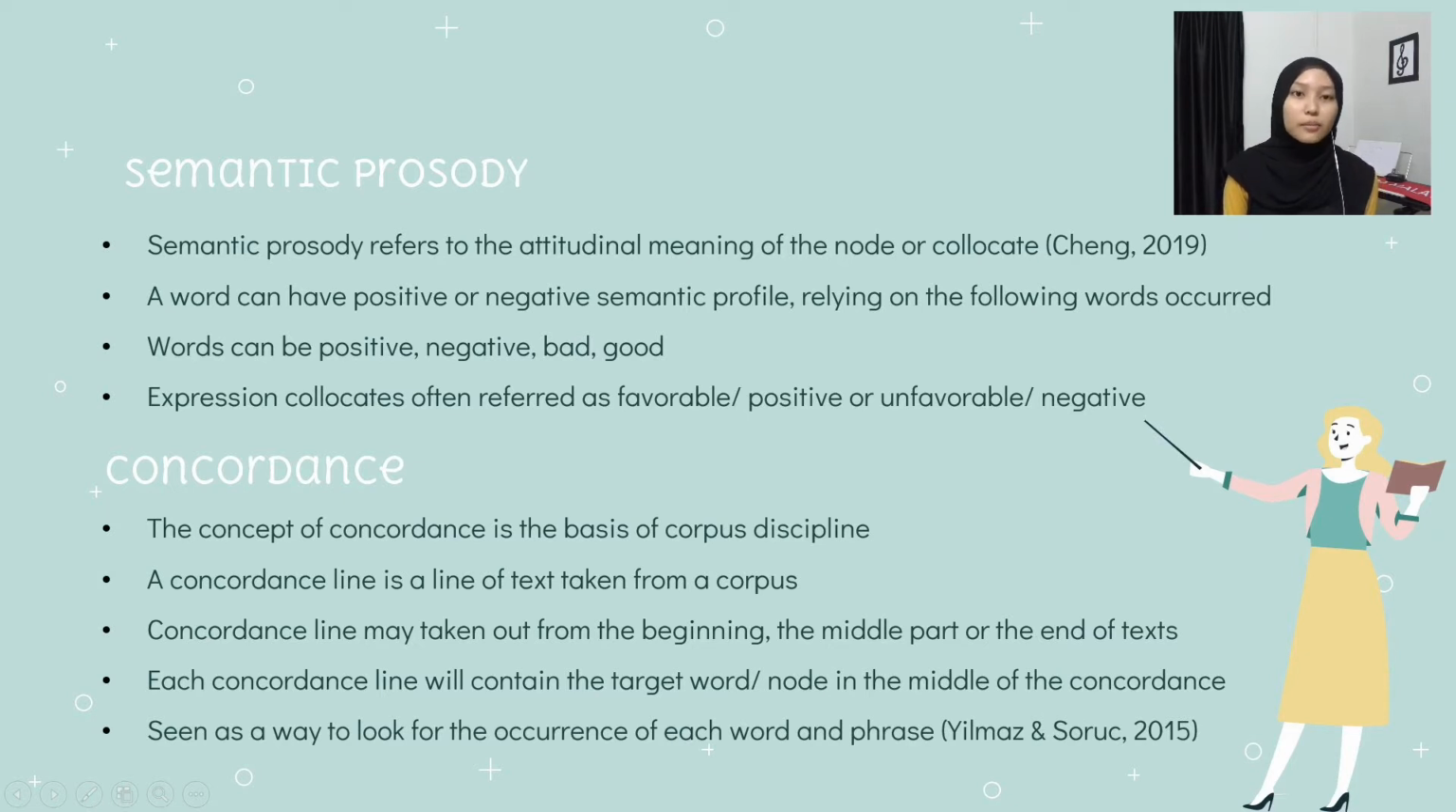Next, we have to understand concordance, as the concept of concordance is the basis of the corpus discipline. A concordance line is a line of text taken from a corpus, and the line may be taken from the beginning, the middle, or the end of a text. Each concordance line will contain the target word or node in the middle. Yilmaz and Sorer in 2015 say that concordance is seen as a way to look for the occurrence of each word and phrase in text. For further understanding, we will explore how to generate results using the web tool, and we will also analyze the semantic prosody of Kpop in the iWeb corpus.